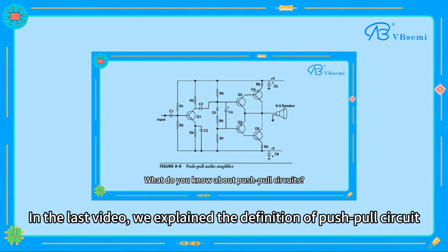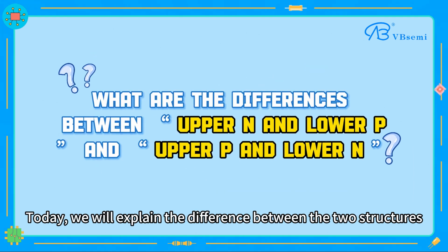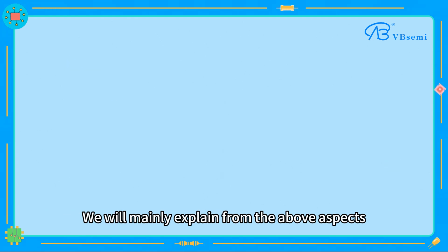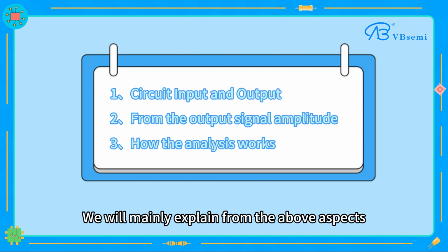In the last video, we explained the definition of push-pull circuit. Today, we will explain the difference between the two structures of upper N and lower P and upper P and lower N. We will mainly explain from the following aspects.